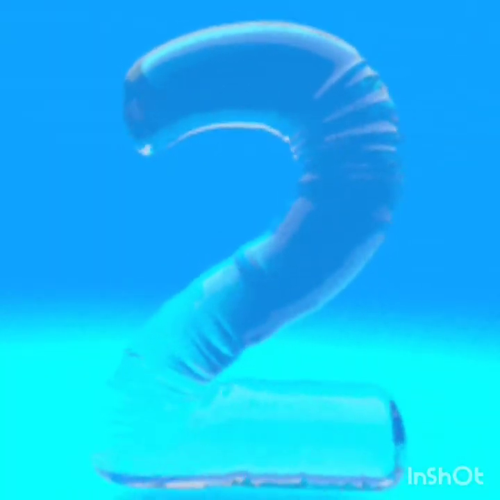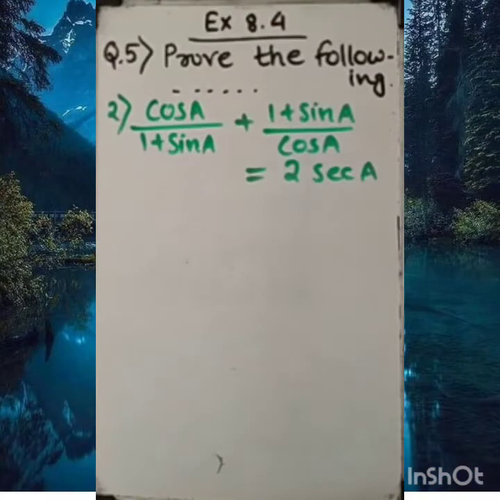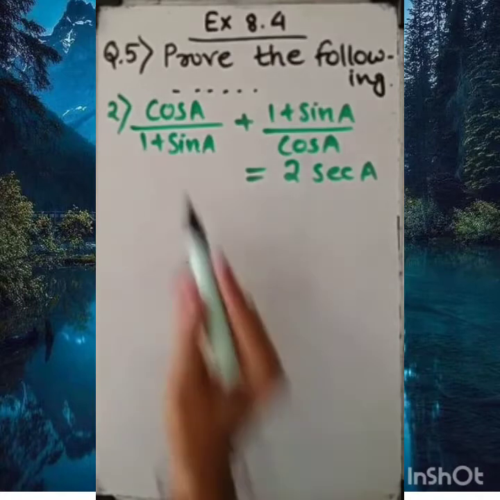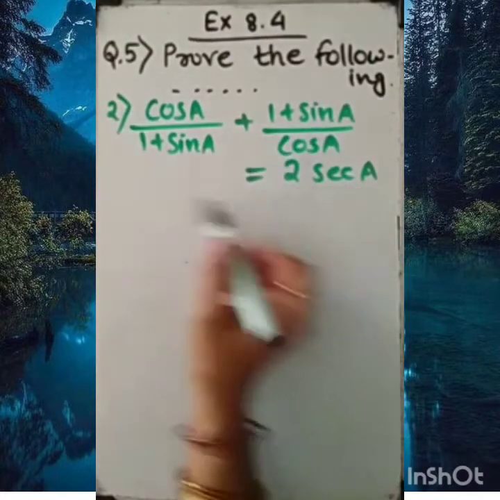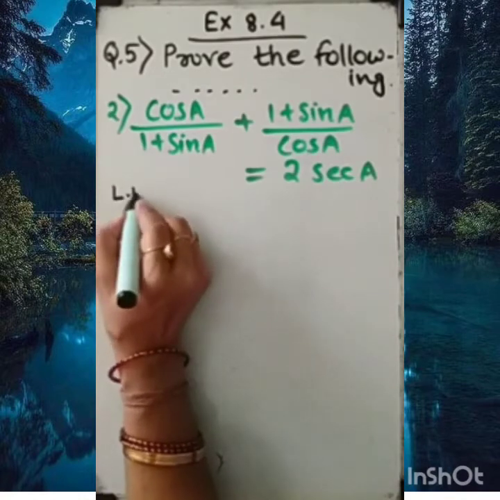So dear students, second is on your screen: cos A upon 1 plus sin A plus 1 plus sin A upon cos A, that is equal to 2 sec A. So as usual dear student, this is the LHS portion, this is the RHS. So let me start the solution with the LHS.